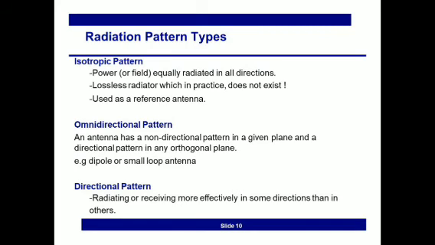The second is the omnidirectional radiation pattern, which has a non-directional pattern in a given plane and a directional pattern in the orthogonal plane. Dipole and small loop antennas have an omnidirectional radiation pattern. The third is the directional pattern, in which the antenna receives more effectively in some directions, or radiates more effectively in some directions than in others.